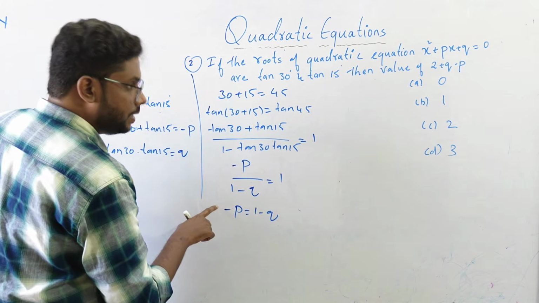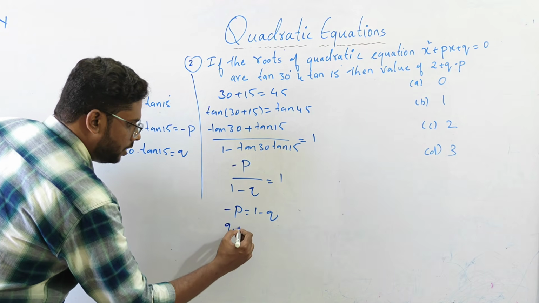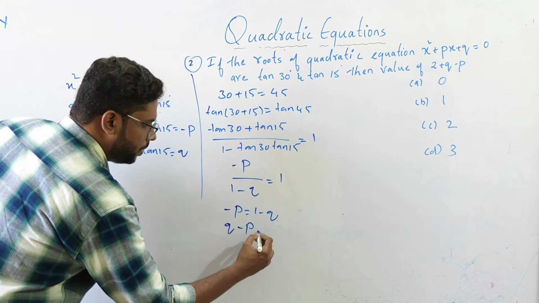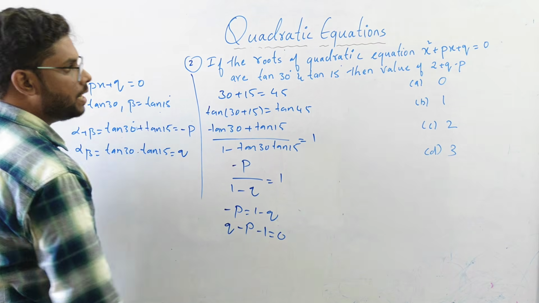If I take c here, bring this term: what was minus q will become plus q, this minus p and plus 1 will become minus 1, which is equal to 0. But they are asking us 2 here. I have a minus 1. So what will I do?